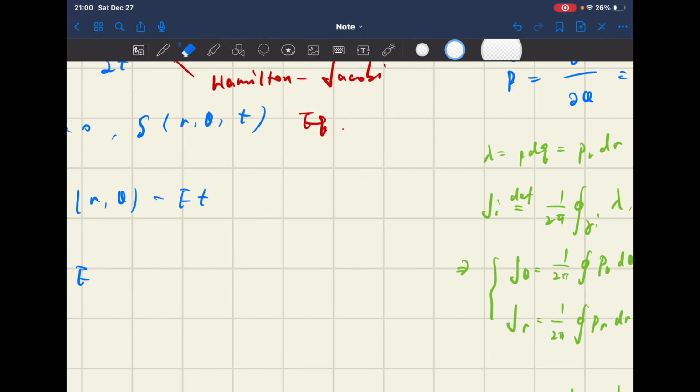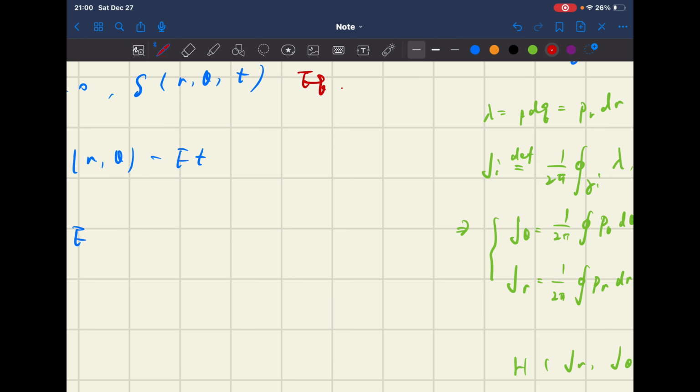This equation actually connects to a concept called the generating function, which I didn't really talk about previously. So, generating function.